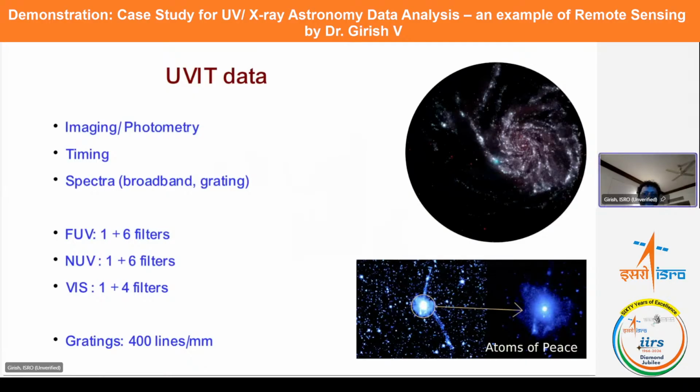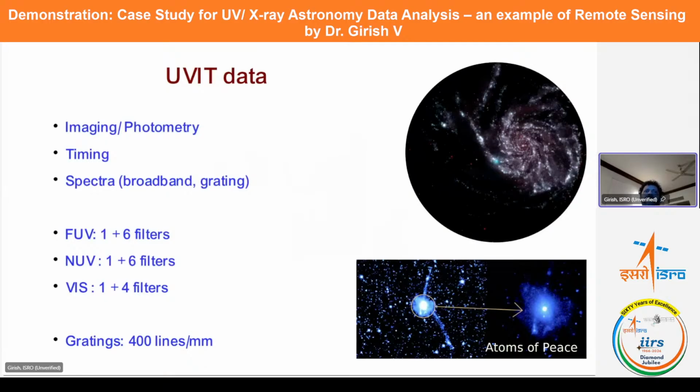Okay, so UVIT data can be used for imaging and photometry. That is what normally you do, right? You take a good picture of an object, and that is called imaging. And if you calculate the brightness at each point, that becomes photometry. That is the major thing almost all of us are familiar with when we talk about astronomy. But in addition to that, it can also do timing.